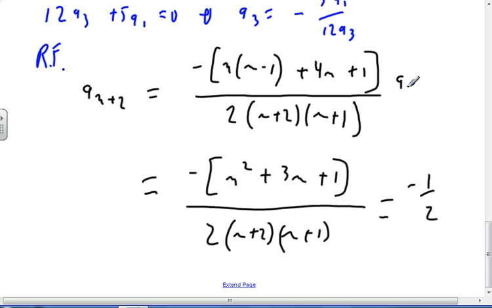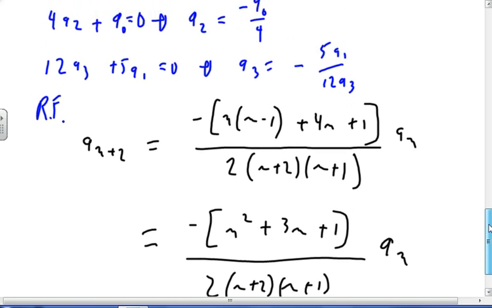What happened to my a n? So it looks like a n plus 2 is just minus 1/2 a n, because I can factor this n plus 2, and no, I can't. No, I can't. So forget about that. n squared plus 3n plus 1, which doesn't factor, divided by 2 n plus 1.